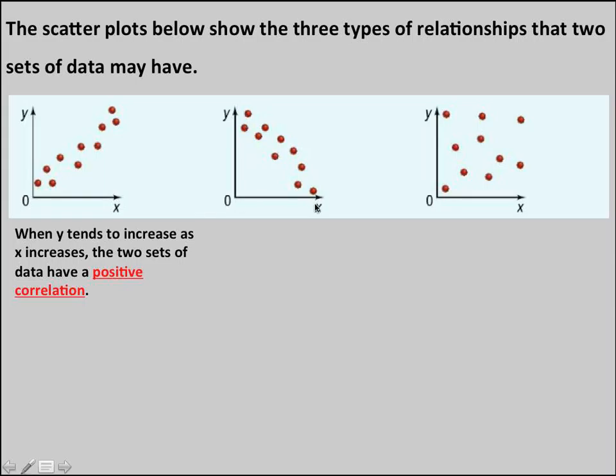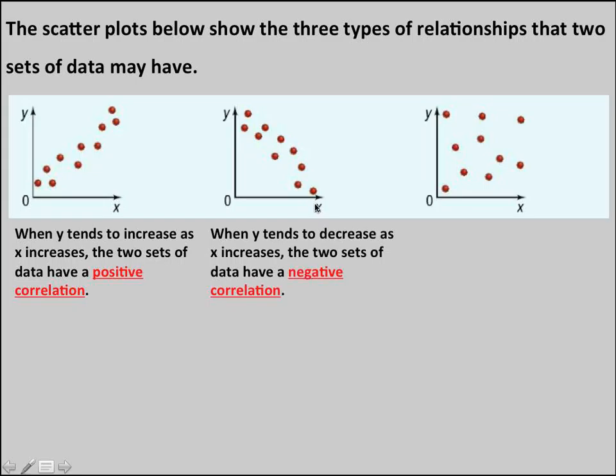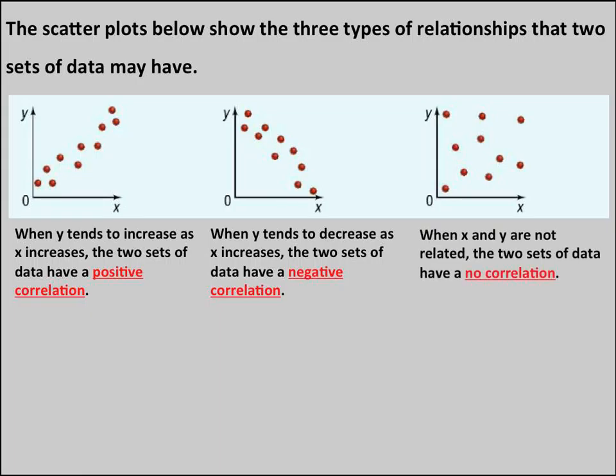Here in the second example, as I move to the right, the x's are getting bigger, but the y's are getting smaller. So that would have a negative correlation. And then in that last one, there's really no connection between what's going on. As I move to the right, sometimes my y's are bigger, sometimes they're smaller. So this one we would say has no correlation.